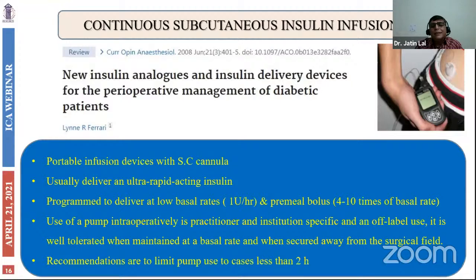Then we have newer insulin things, the continuous subcutaneous insulin infusions, newer delivery devices. There was a review in 2008 in Current Opinion on new insulin analogs and insulin delivery devices for the perioperative management of diabetic patients. Basically, these are portable infusion devices with a subcutaneous cannula, usually delivering ultra rapid-acting insulins like lispro, aspart, or glulisine, programmed to deliver at low basal rates, 1 unit per hour, and a pre-meal bolus of 10 times the basal rate.